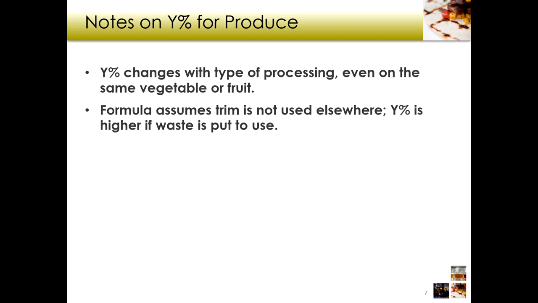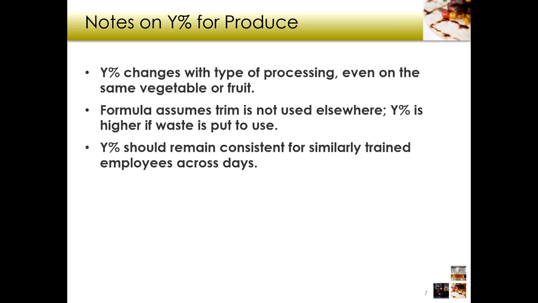The formula assumes that the trim's not used elsewhere. Otherwise, your yield percentage is higher if the waste is put to use, right? So if your trimmings are going in your stock, then it's not a complete waste. You're substituting out. However, personally, I don't put trimmings and peels in my stock. That's garbage to me. I'll put good usable trim in my stock, but I'm not going to put dirty carrot peels in my stock. Garbage in, garbage out, right?